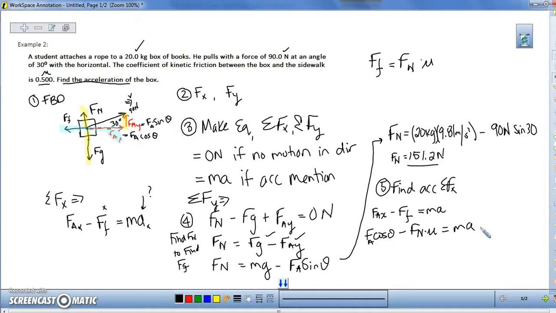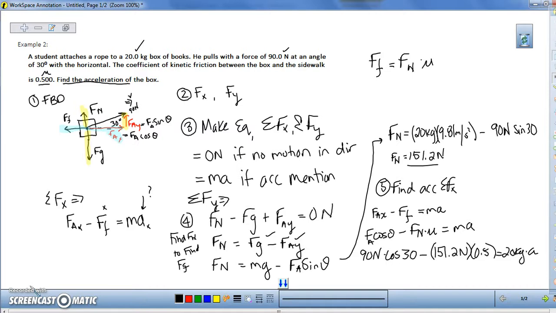And then what we have is 90 times cosine of the angle minus force friction. I might as well write the angle. Cos of 30 minus, we have 151.2 newtons, that's force normal, times mu, which is 0.5. I got that from the problem right here, equals the mass times acceleration. So now I'm going to find acceleration by plugging in my values.